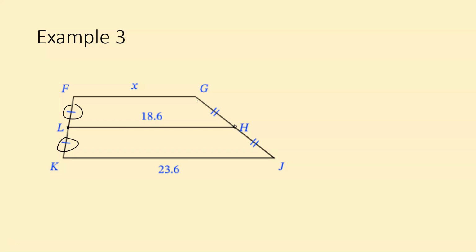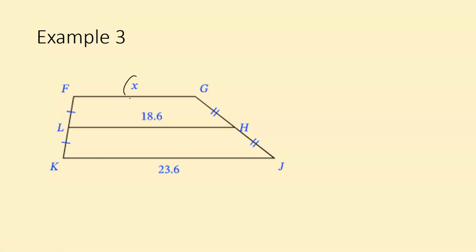And H is a midpoint of GJ. We know that because GH is congruent to HJ. We have these markings here. So this is a mid-segment. So that means that the length of the mid-segment is equal to the average of the two bases.